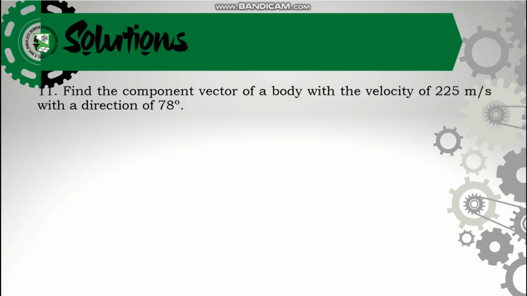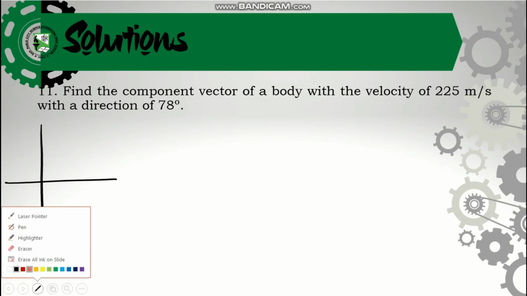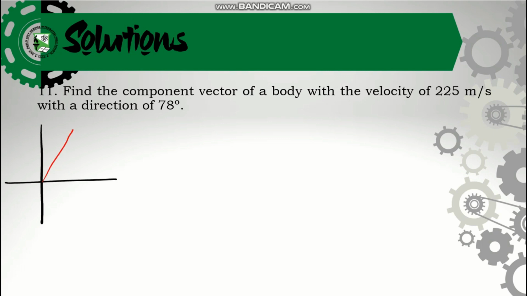So now we are done with the conversion part, or part 1, which is conversion. We're going to move on now to the vector part, which is composed of finding the resultant or angle, or finding the component vector of a specific graph. Okay, for number 11, you must find the component vector of a body with a velocity of 225 meters per second with a direction of 78 degrees.